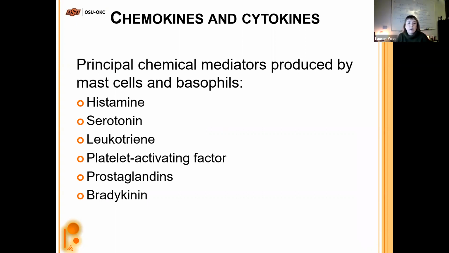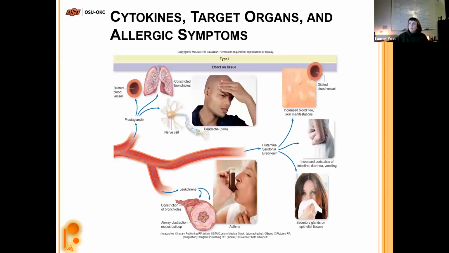Okay, chemokines and cytokines. These are things that are going to send signals between the cells to tell them what to do. The principal chemical mediators produced by mast cells and basophils in these sensitivity reactions are histamine, serotonin, leukotriene, platelet activating factor, prostaglandins, and bradykinin. We saw in that other table previously that histamine, serotonin, and bradykinin were on that list. So there it is again.